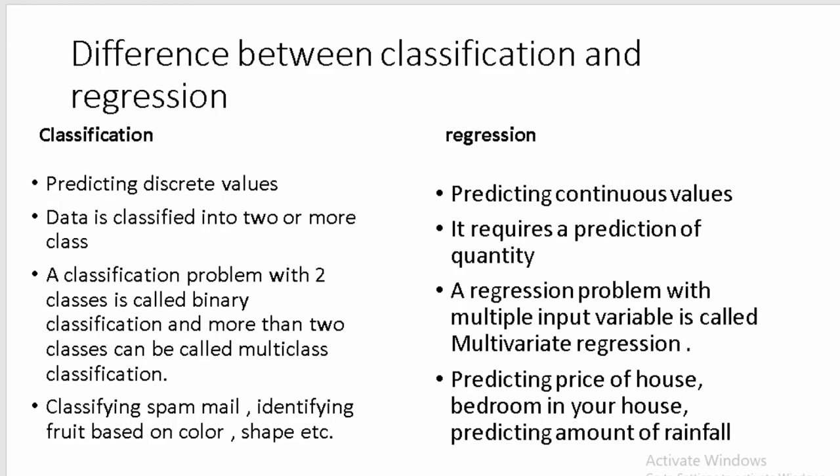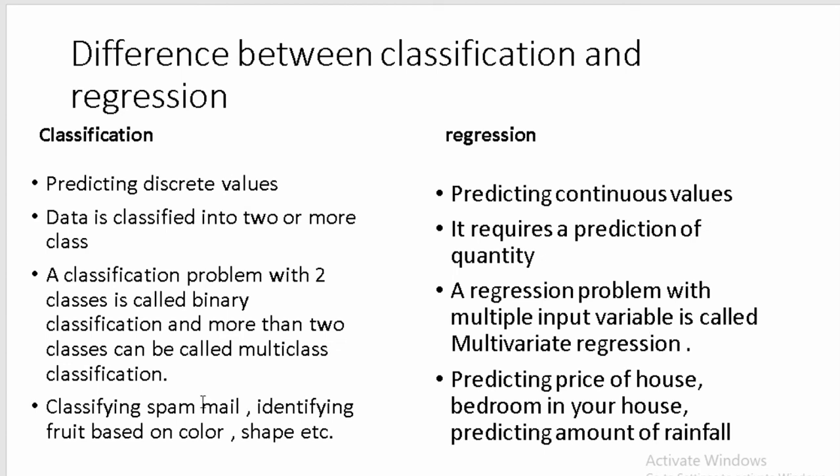Finally, let us differentiate between classification and regression. Classification predicts discrete values, while regression predicts continuous values. In classification, the data is classified into two or more classes. Two class prediction is called binary classification. More than two is called multi-class classification. Regression requires a prediction of a quantity. And a regression problem with multiple input variables is called multivariate regression.